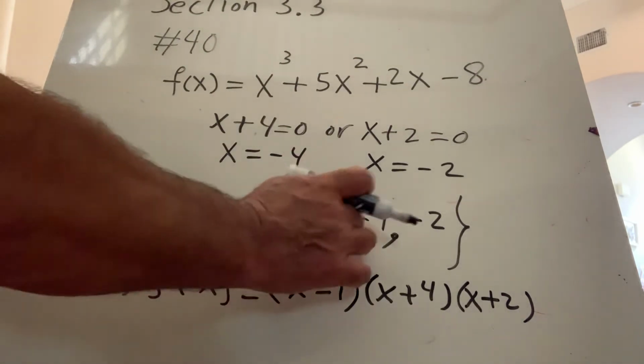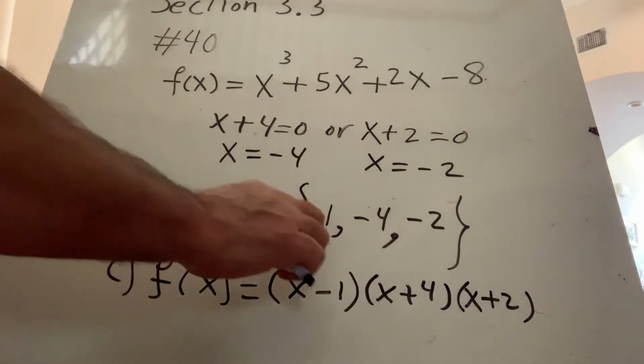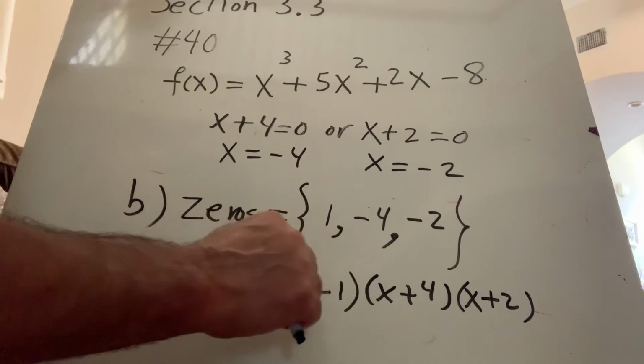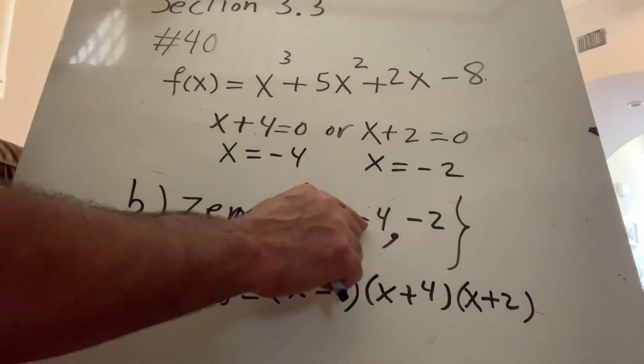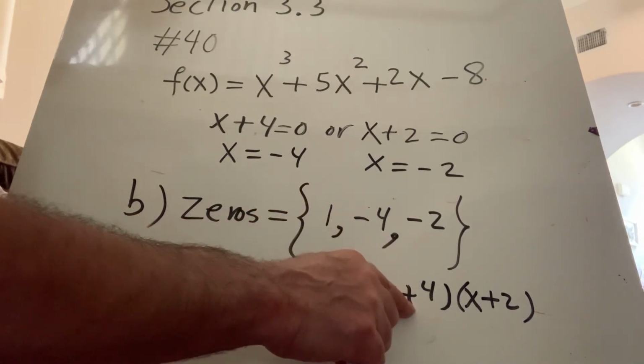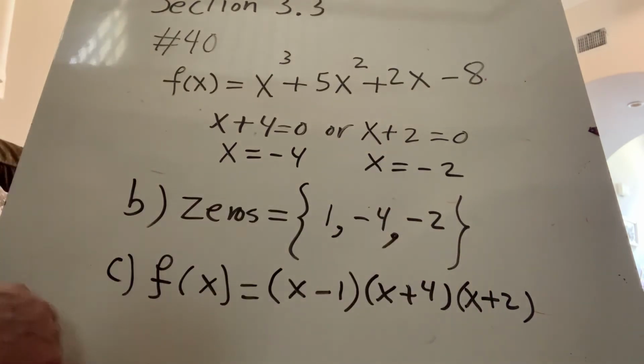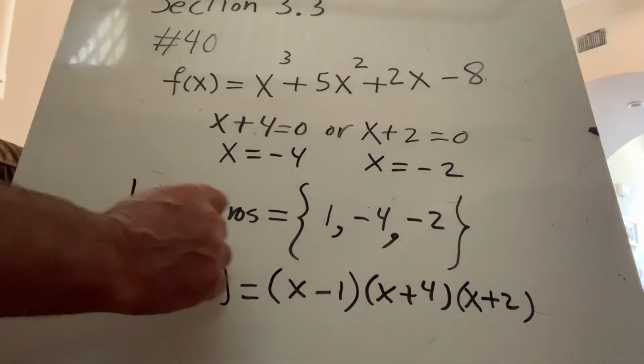Of course, by using the zeros you found from part B, each 0 gives you a factor. And the way you get it is by x minus that 0. Like in this case, x minus 1, x minus -4, which becomes x plus 4, and x minus -2, which becomes x plus 2. And that is the answer to part C. So let me just box this one. This is for part C.